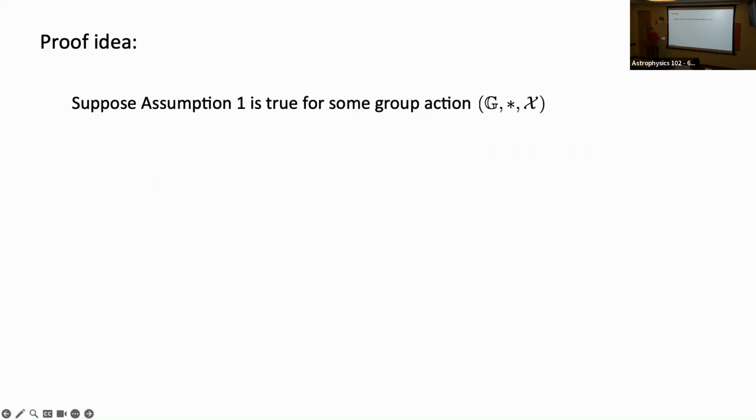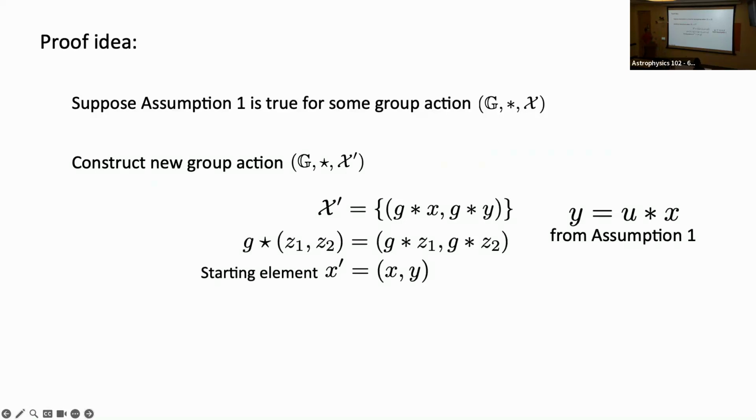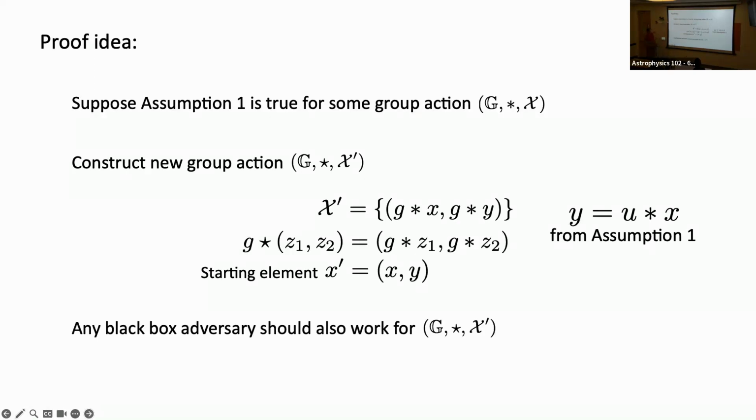So let's assume I have some group action. What I'm going to do is construct a new group action that is just pairs of group elements. I'll take the second entry, Y, from assumption U star X, from assumption one. And I'll construct a new group action where my new set is just a pair of set elements, and it just acts pairwise. And the point is that any black box adversary has to work no matter what the underlying group action does. There are some caveats. I won't have time to talk about them. In fact, it's not quite true, but let's pretend.